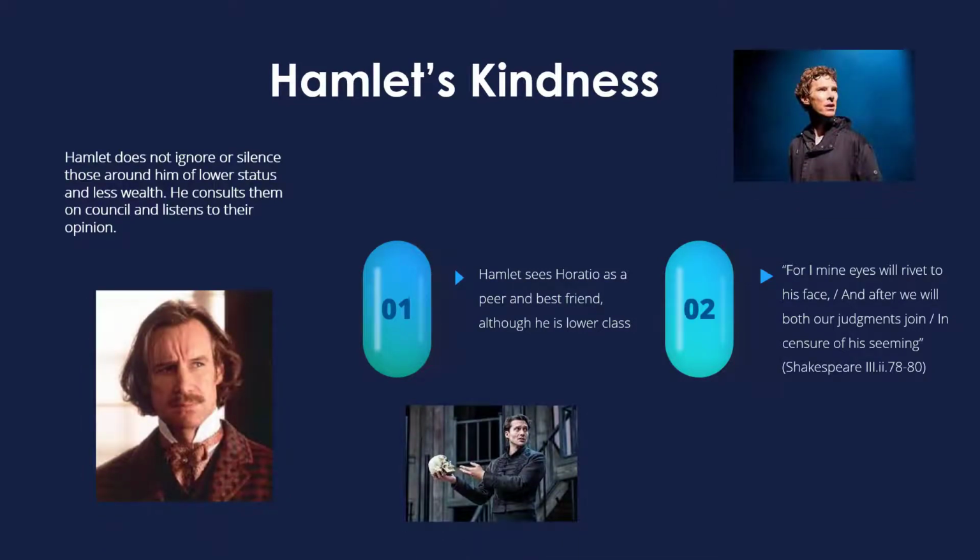Hamlet's kindness. In Shakespeare's Hamlet, the lower class are silenced and are not given opportunities to express their thoughts. Hamlet is different because he does not ignore or silence those around him of lower status and less wealth. He even consults them on counsel and listens to their opinion. An example of this is Hamlet's relationship with his friend Horatio. Hamlet sees Horatio as a peer and best friend, although he is socially lower than him. He constantly asks him to help him in his mission and trusts him with his life.